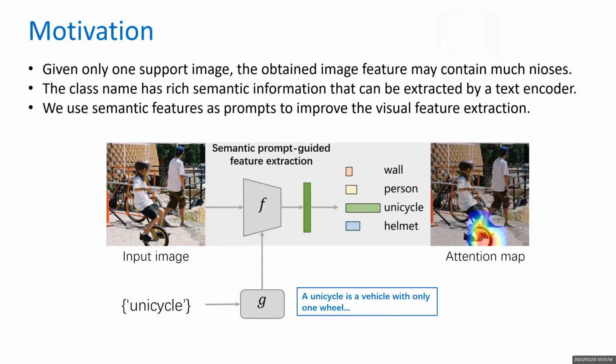In this work, we propose to use semantic features as prompts to improve the visual feature extraction, such that the obtained image features contain the intrinsic features of the new class rather than spurious noises.